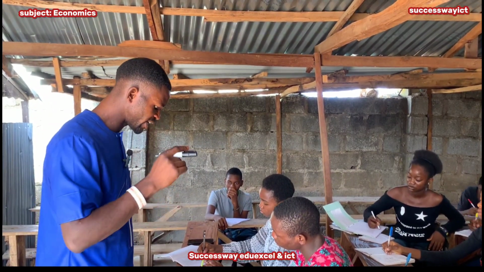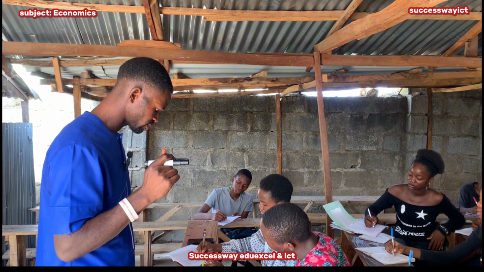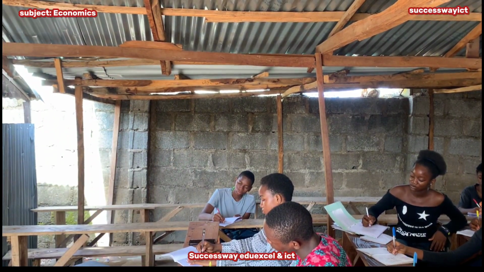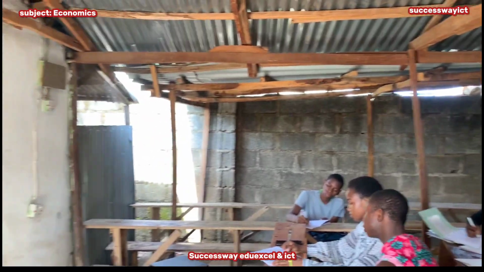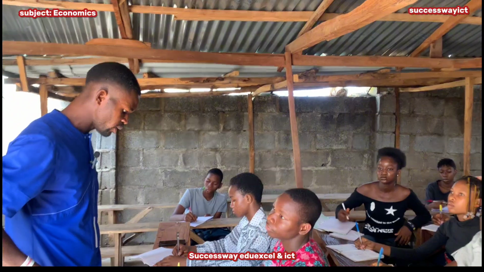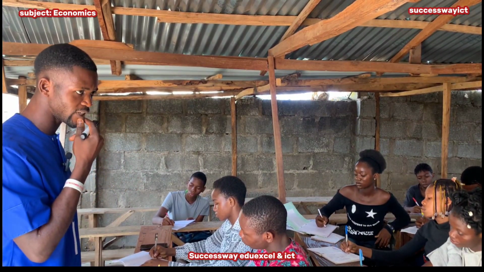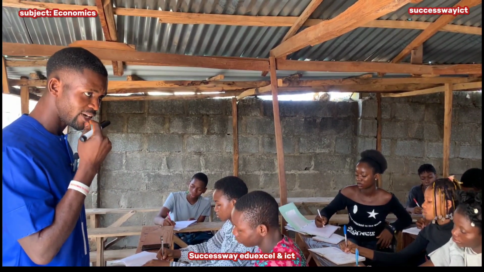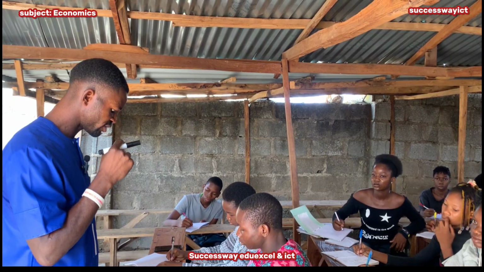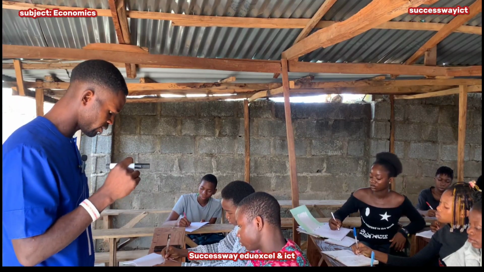Number 2 objective, objectives of public finance. Number 3, fiscal policy. Number 4, government or public revenue. You should know areas of government or public revenue. Number 5, sources of government revenue.